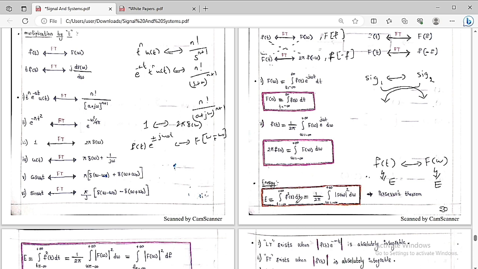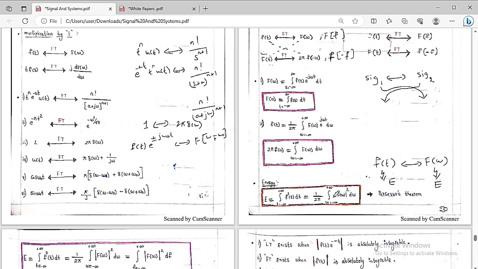So E is equal to the integration from t equal to minus infinity to plus infinity of mod of f of t whole square dt. This we know as the expression of the energy in the time domain. But if you want to write it in terms of the frequency domain, it is 1 by 2 pi integration from omega equal to minus infinity to plus infinity of mod of f of omega whole square d omega. So this is called Parseval's equation.